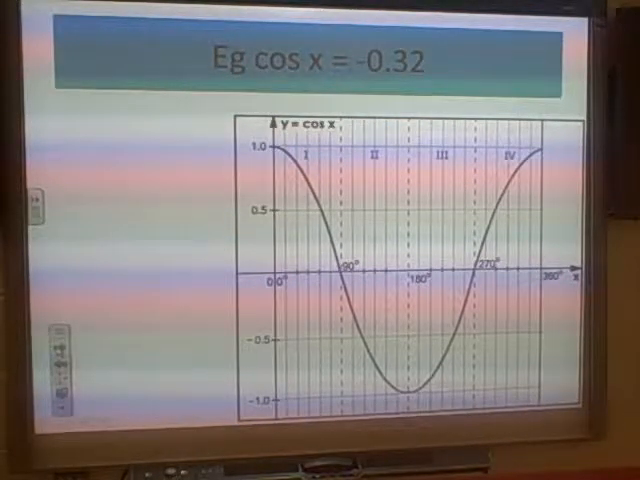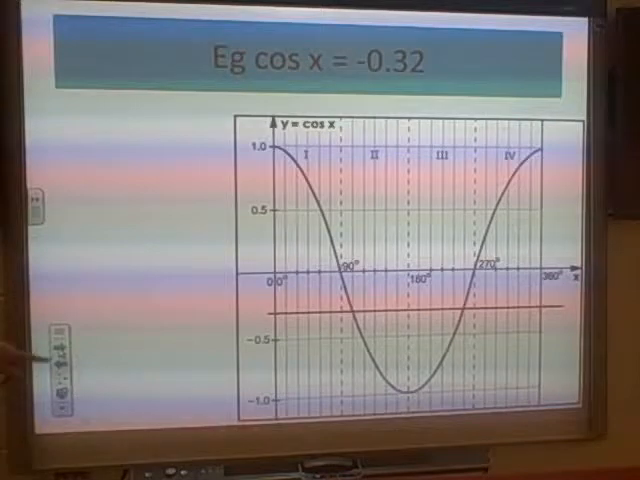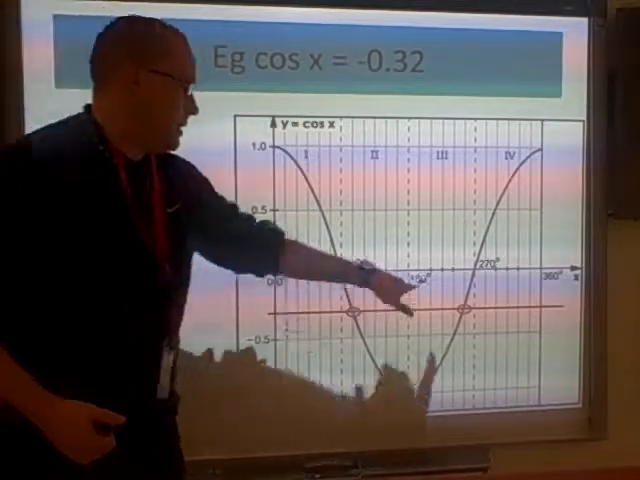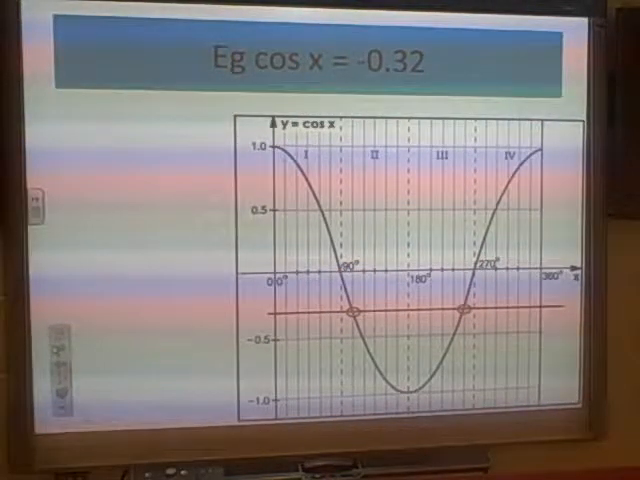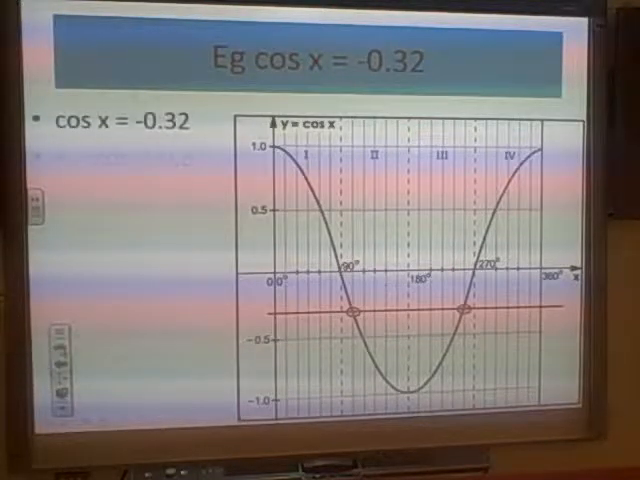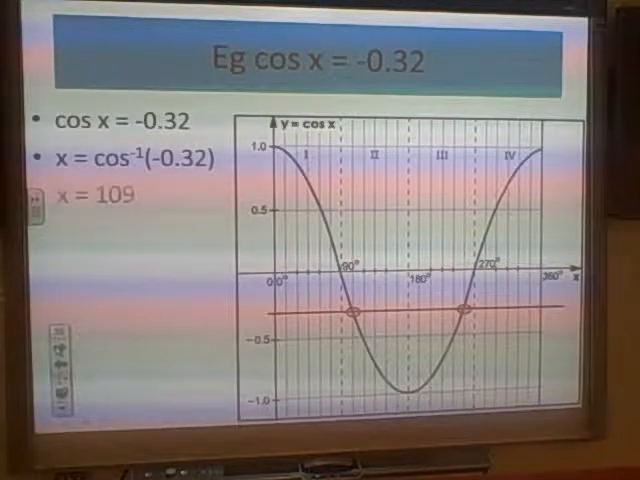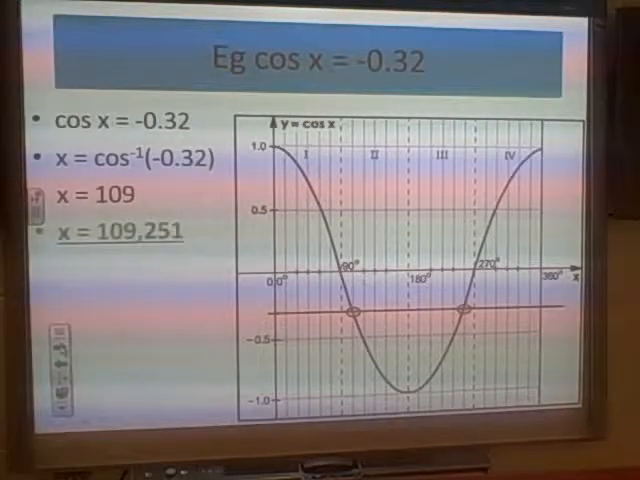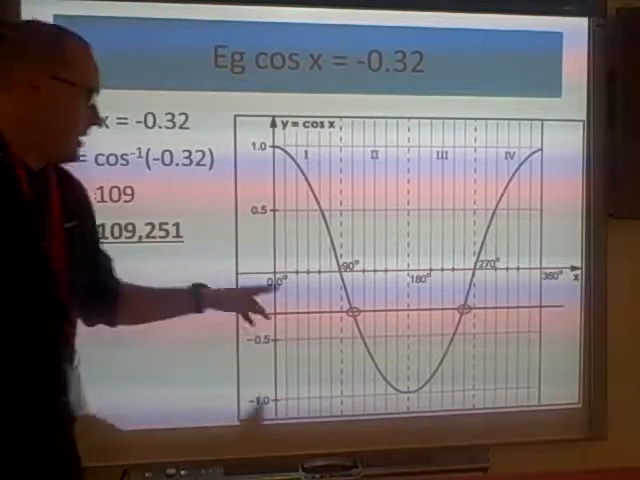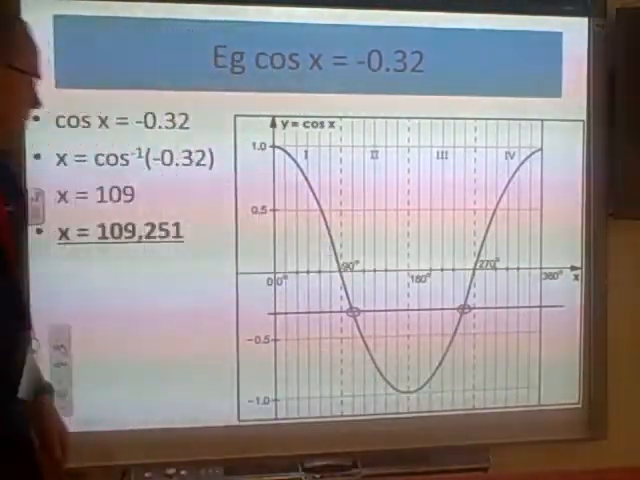Now if we do one with cosine x equals something negative, then what we're looking at here are the intersections, and once again you can see there are two answers, one slightly above 90, one slightly less than 270. So set up the equation, inverse cosine, and your first answer comes out to be 109. To find your second answer, 360 take away 109 to give you 251, because together they must add up to 360. And that matches up with this picture here as well.